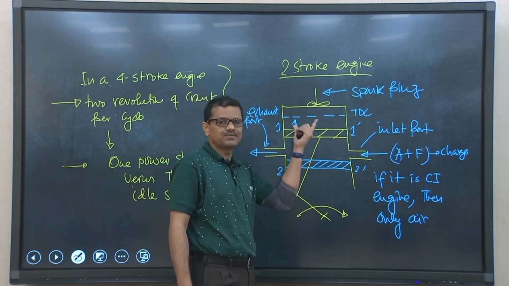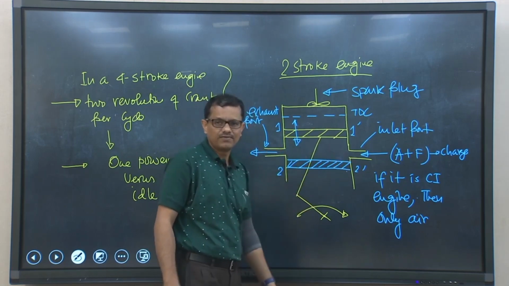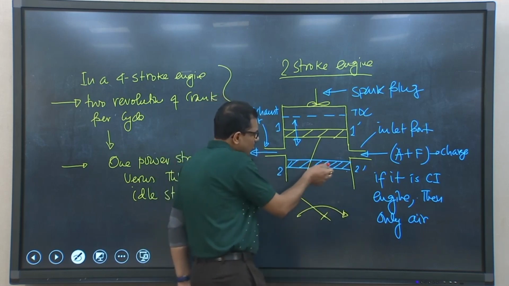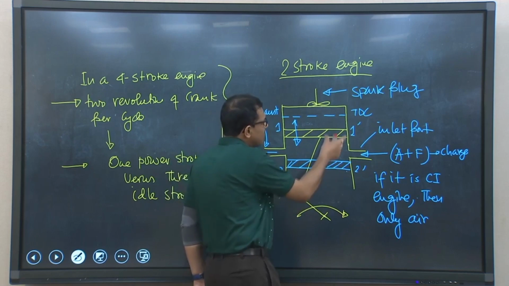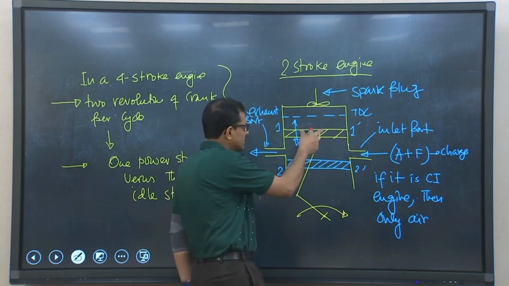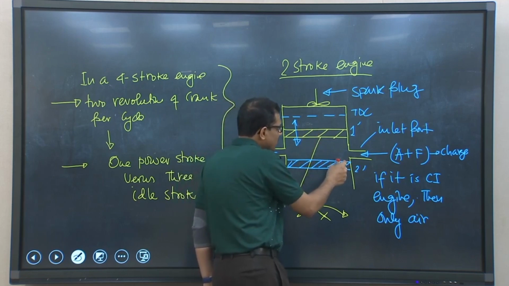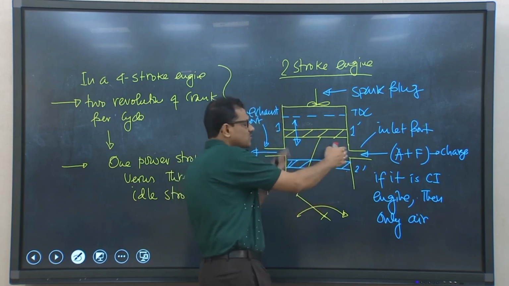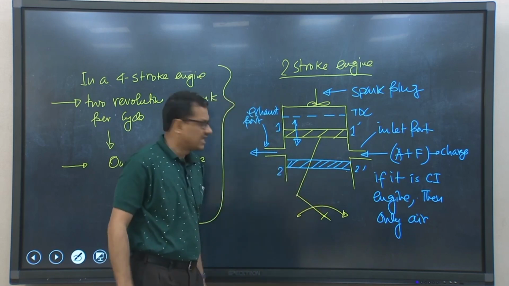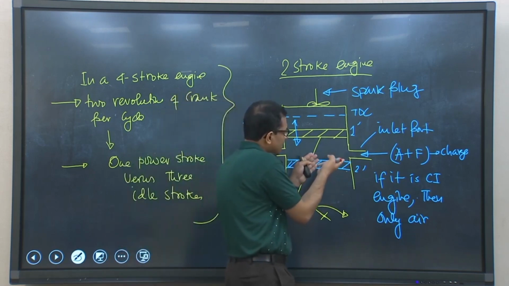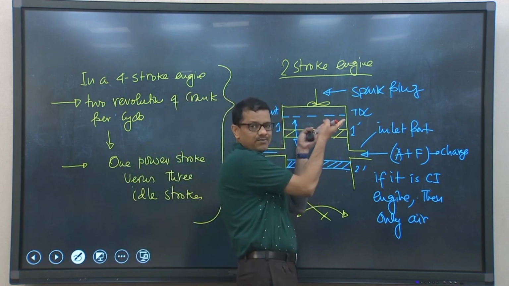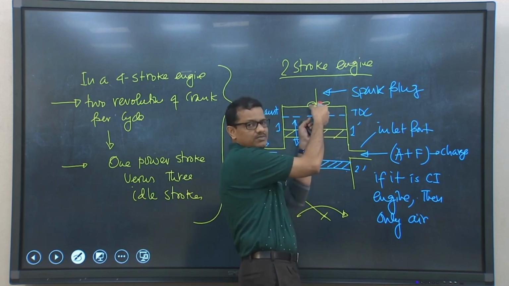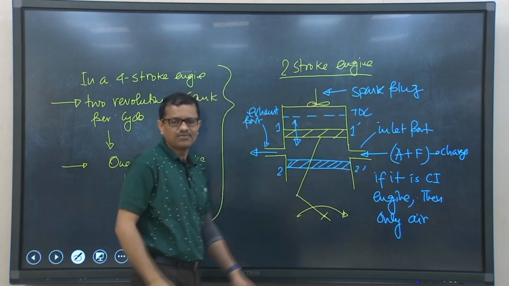So, now the entire space is filled with fresh air-fuel mixture, or air if it is the CI engine. And then when the piston is again coming from 2 prime to 1 prime, that is BDC to TDC, the moment the piston crosses the inlet and exhaust ports, these two valves are closed, and the piston is compressing the fresh air-fuel mixture or fresh air. When it is coming towards TDC, we switch on the spark plug and ignite the fuel.